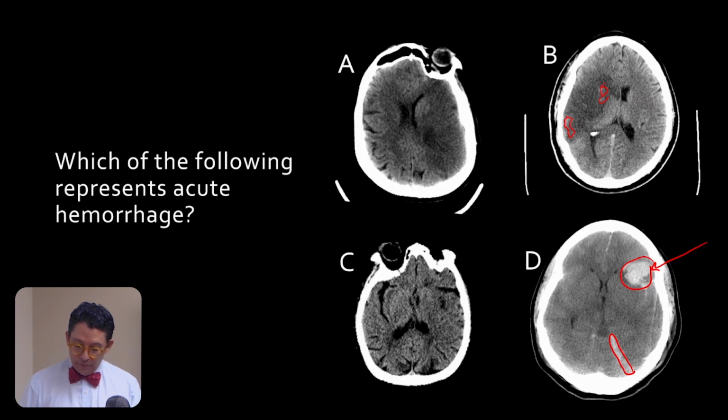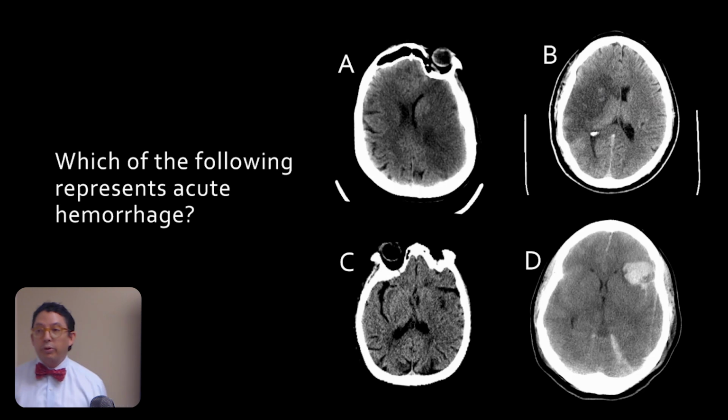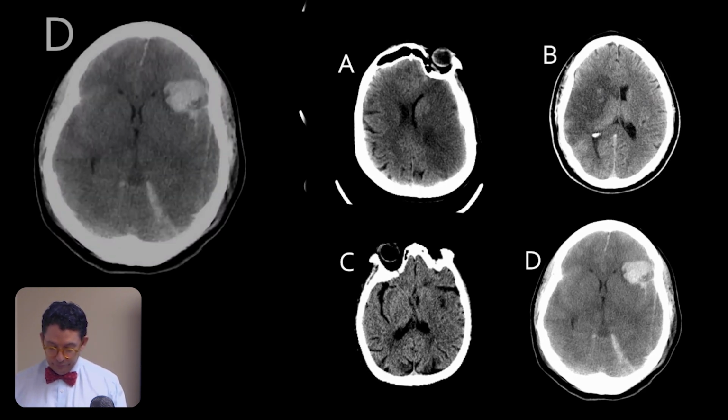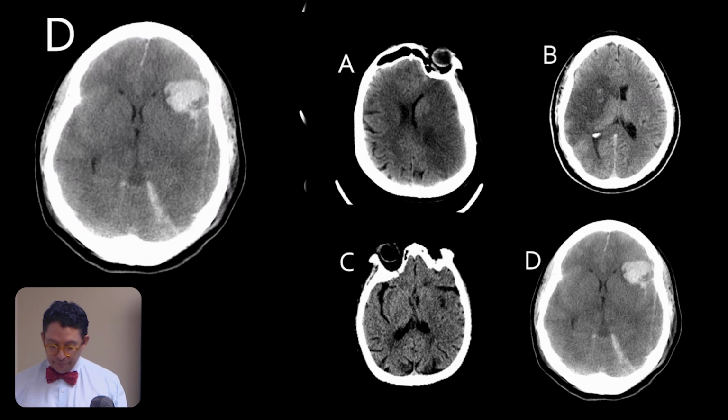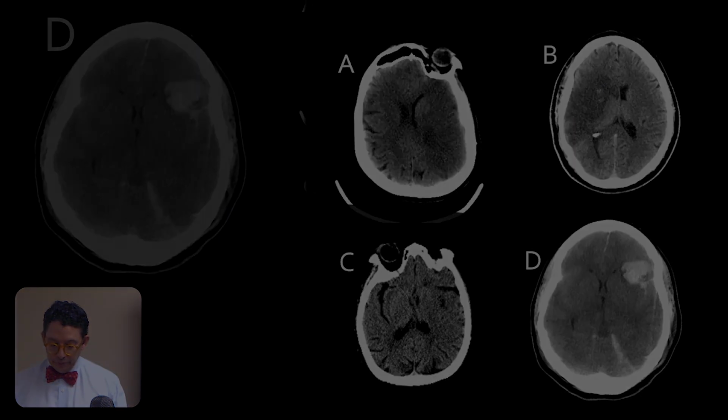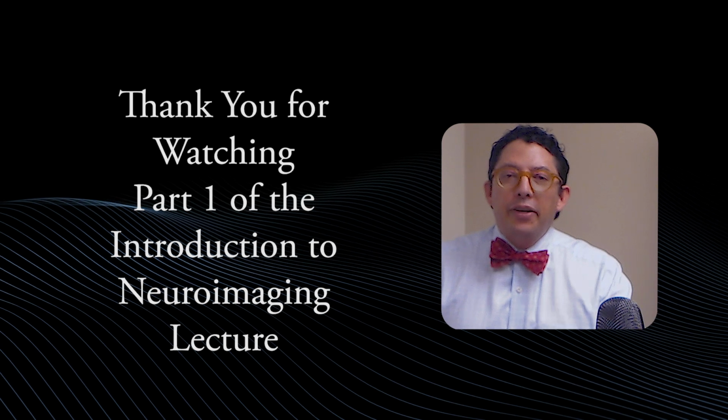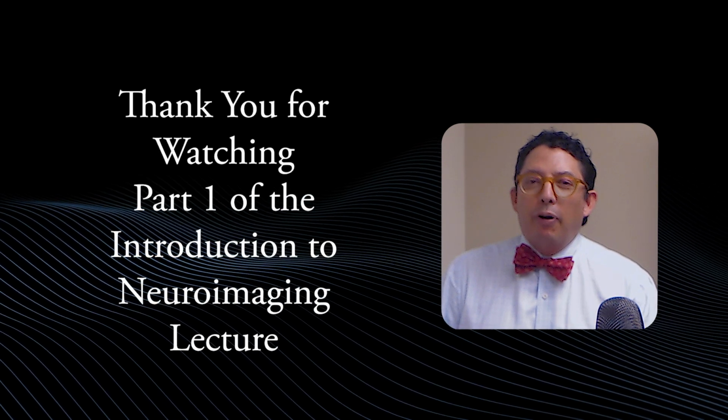So both B and D were cases of patients that had an acute bleed. Let me erase that for you guys to see if you can see it better. A and C, actually A has clearly a hypodense lesion, which was a stroke, which we had already seen previously in the lecture. And this concludes part 1 of this lecture.